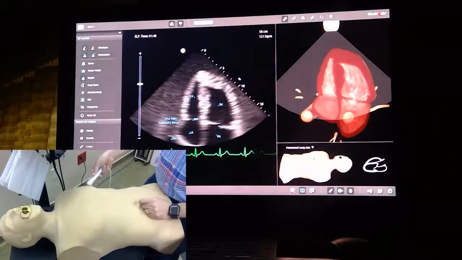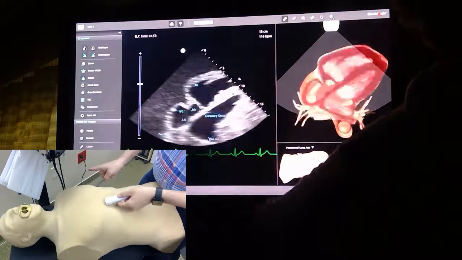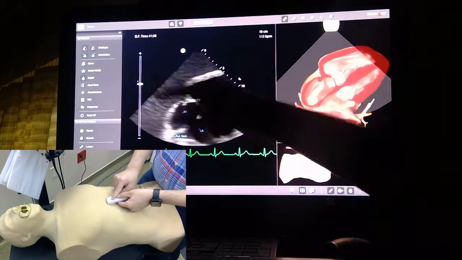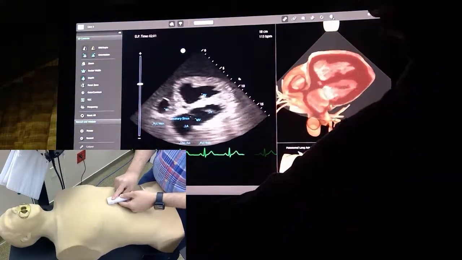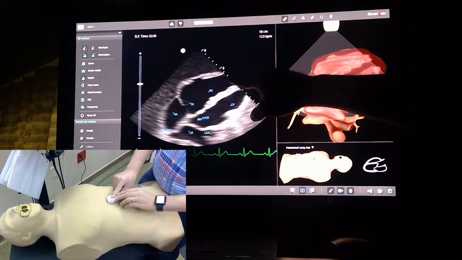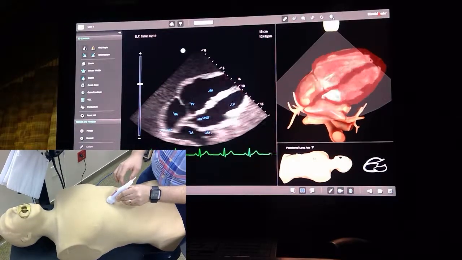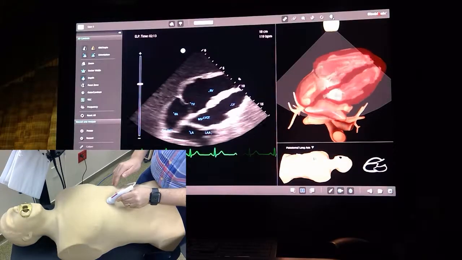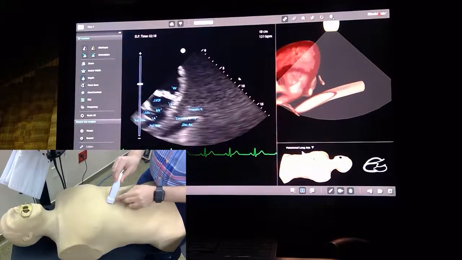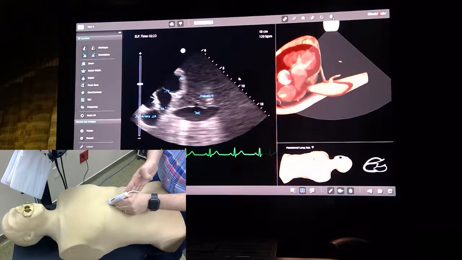Let's go to the subcostal view. Okay. And in the subcostal view, we can see also that the RV is trying its best. It's trying to pump all that blood against high pressure. This is the left ventricle, right atrium. All right, let's get the IVC. All right, let's get it all in one image.